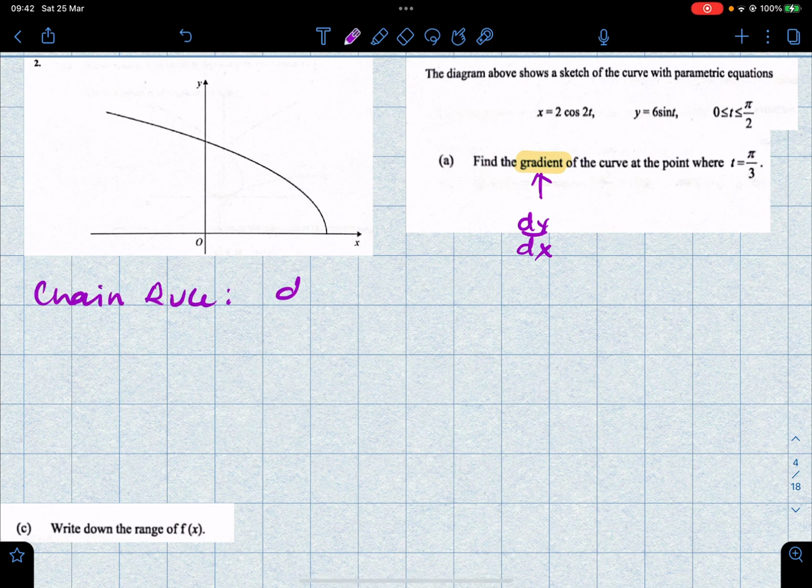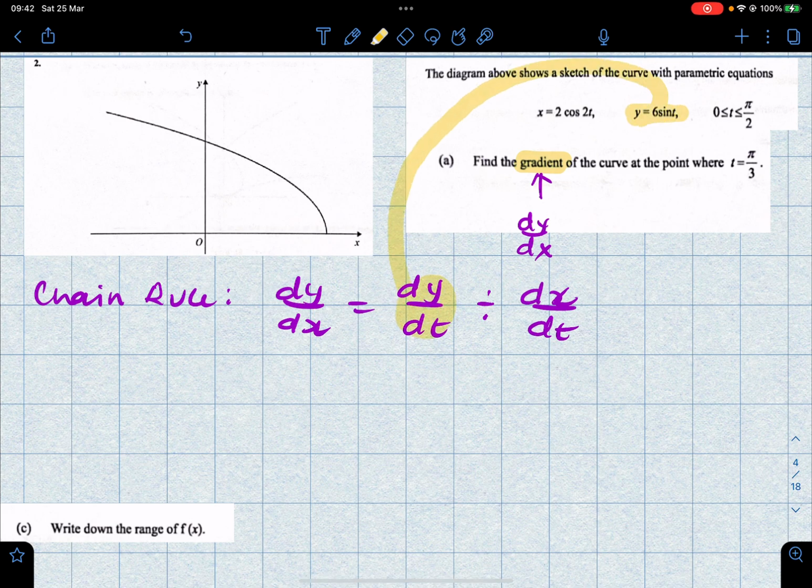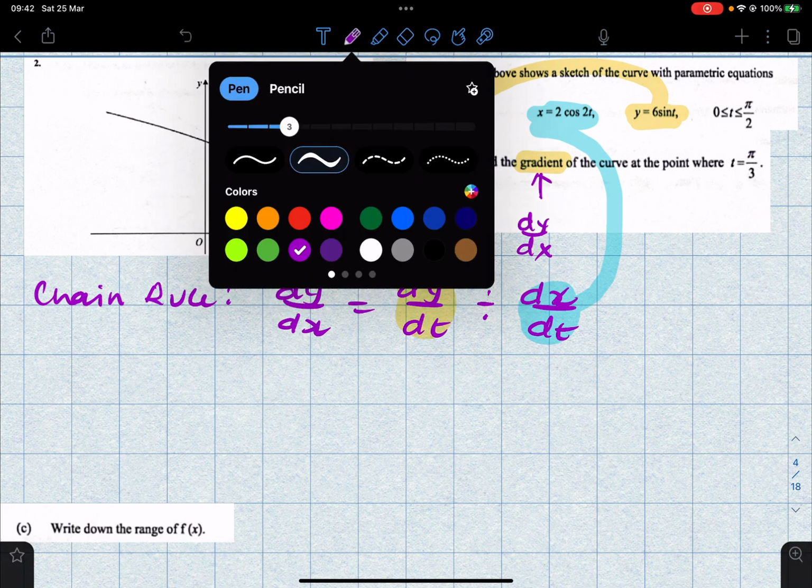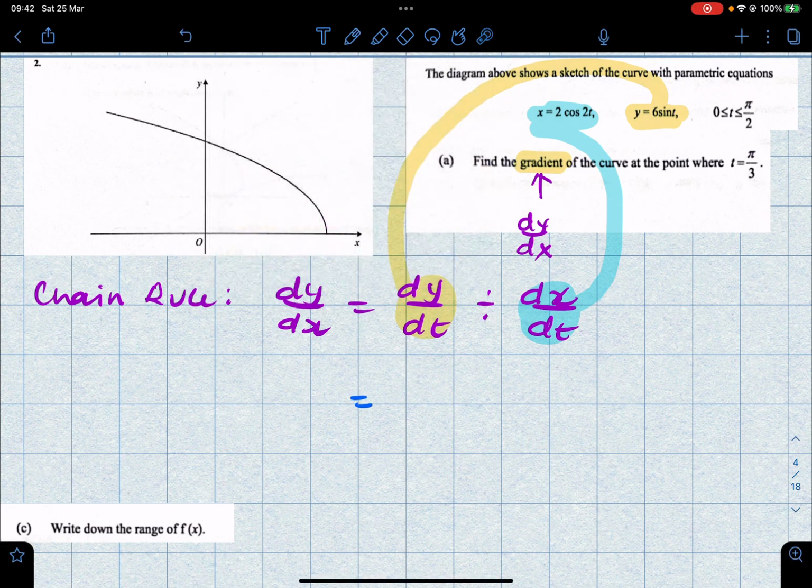Chain rule says that dy by dx can be found by taking dy by dt and dividing by dx by dt. So dy by dt we can find by differentiating this, and dx by dt we can find by differentiating that. So dy by dt is the derivative of sine. Derivative of sine is cosine, so that's 6 cosine t. And you divide by derivative of cosine, which is minus sine.